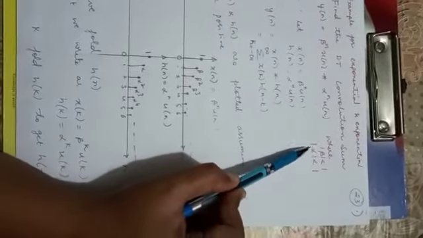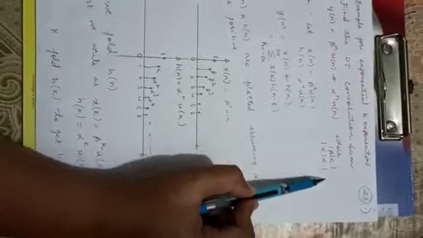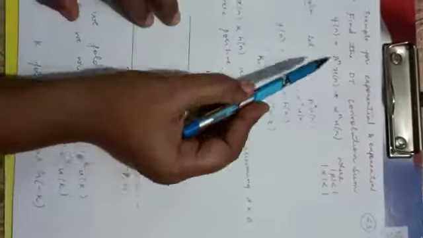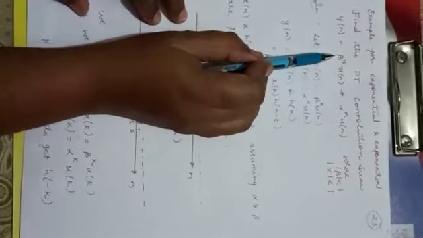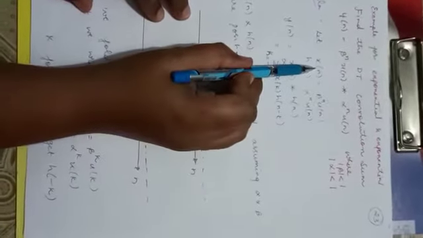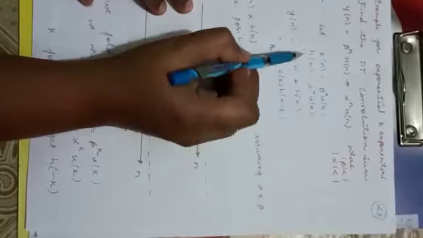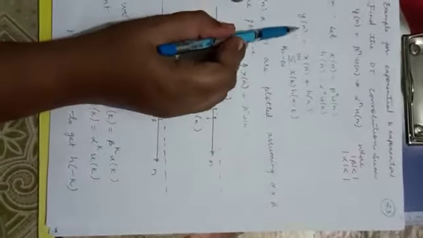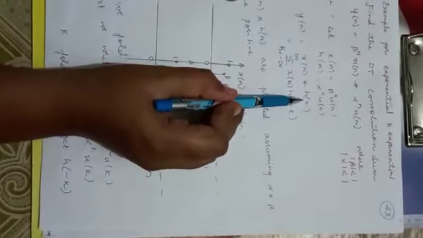Here they have given that beta is less than 1 and alpha is also less than 1. This indicates that they are decreasing exponentials. So I'll call the first term, beta to the power of n u of n, as x of n, and alpha to the power of n u of n as h of n. So y of n is equal to x of n convolution with h of n.